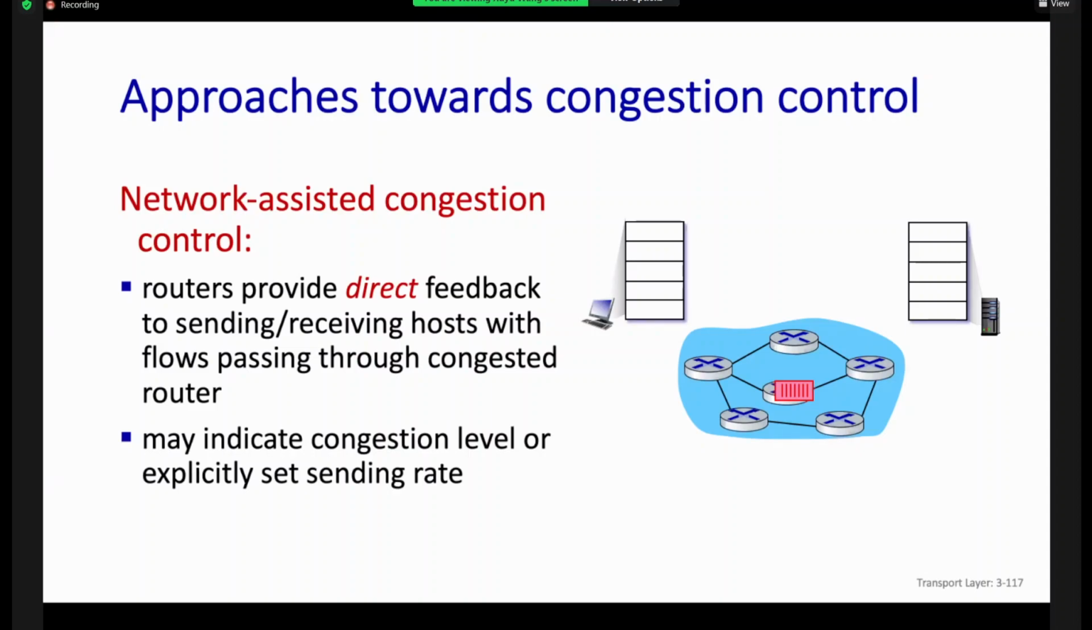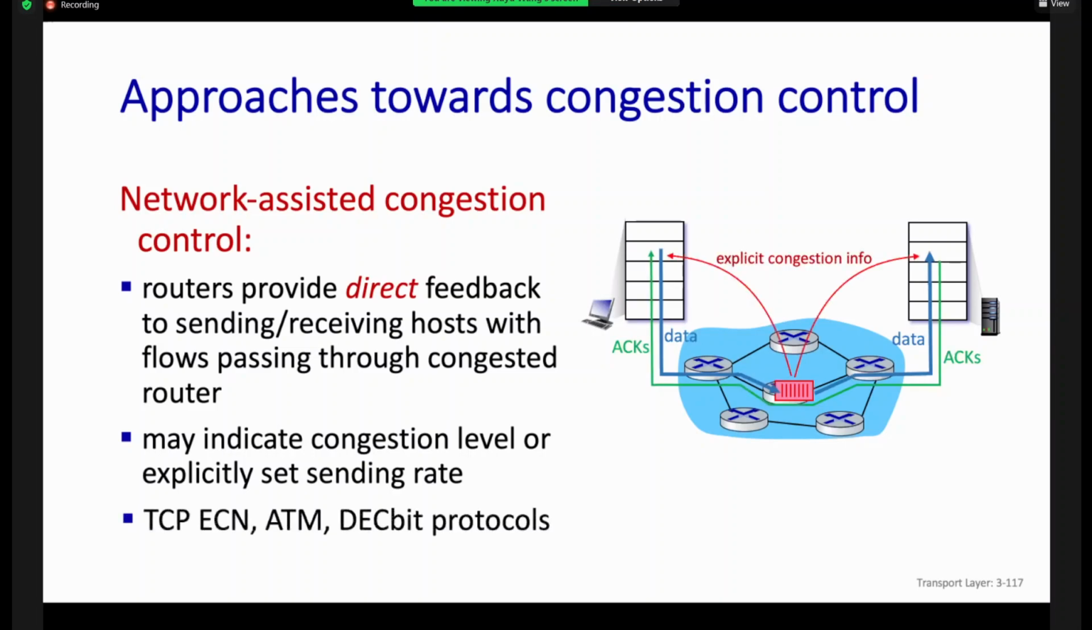So this is the network-assisted approach: the router helps by giving additional information, letting the sender know the router is congested, so you need to decrease the window size and the sending rate. The router may indicate the congestion level or explicitly set a sending rate. We can send data without congestion by giving explicit congestion information, like TCP ECN, ATM, or the DECbit protocol. We use this idea.